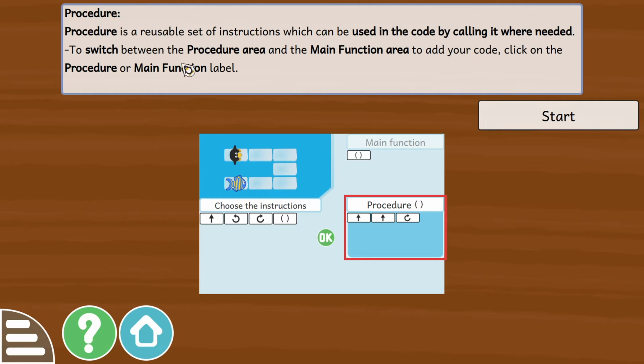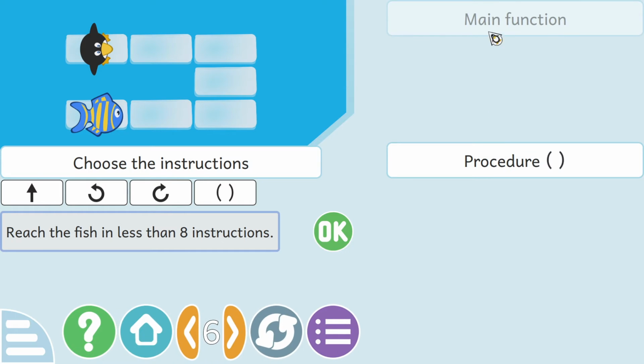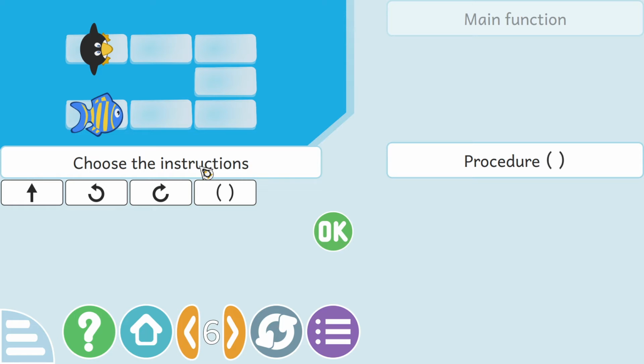To switch between the procedure area and the main function to add your code, click on the procedure or the main function label. Okay, got it. So we've got there or there. Now I've got to reach the fish in less than 8 instructions. So I'm going to make a procedure saying walk forward 2 steps and then turn right.